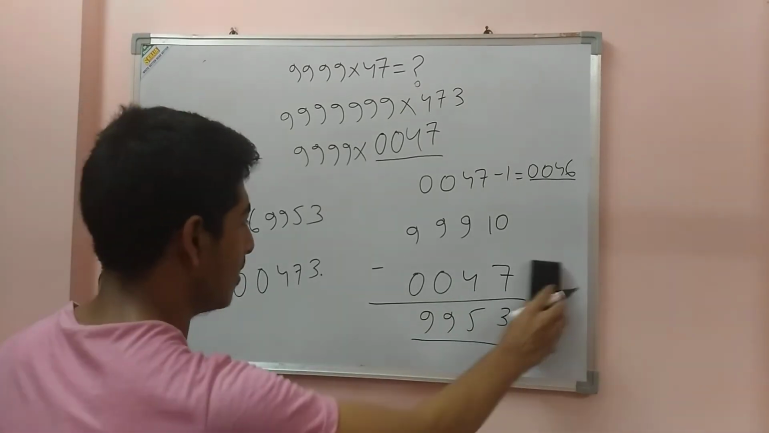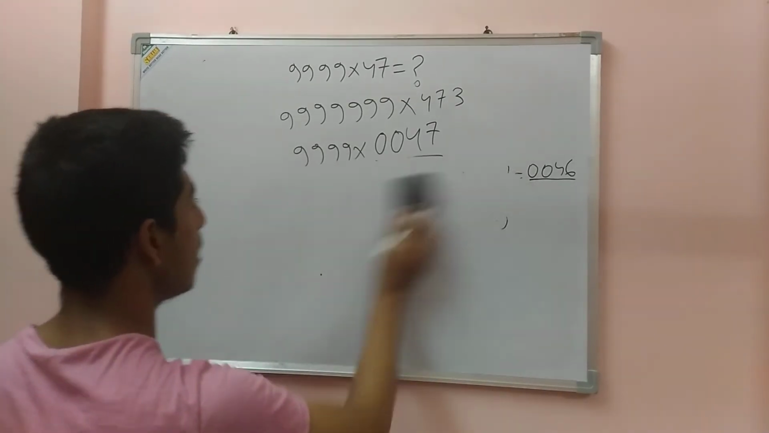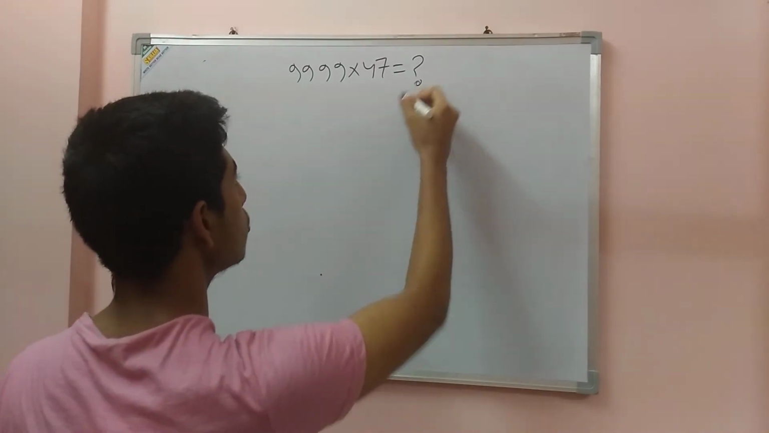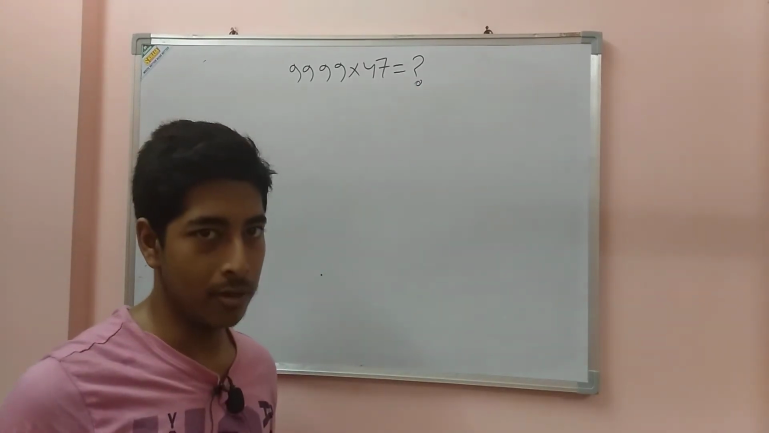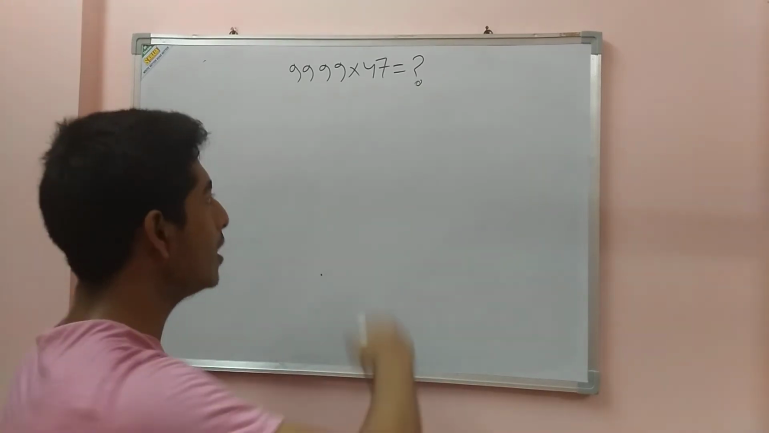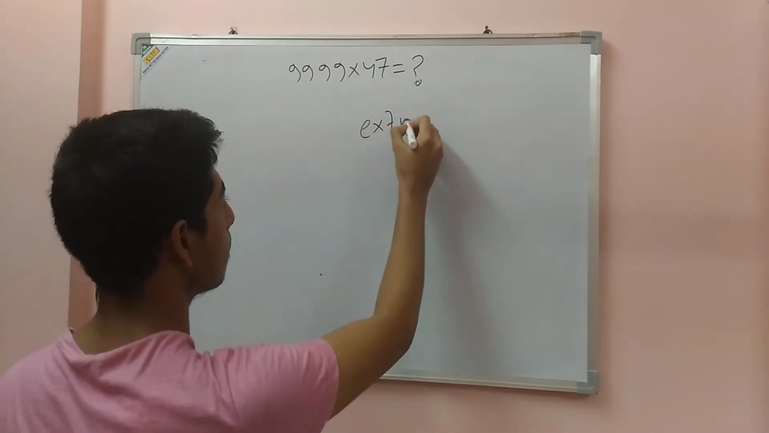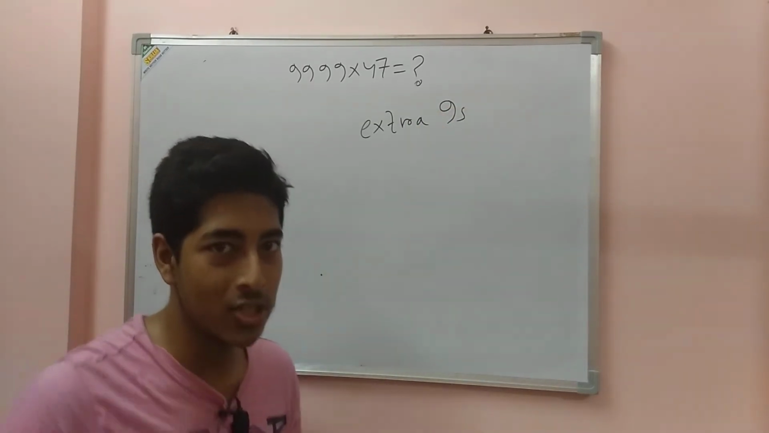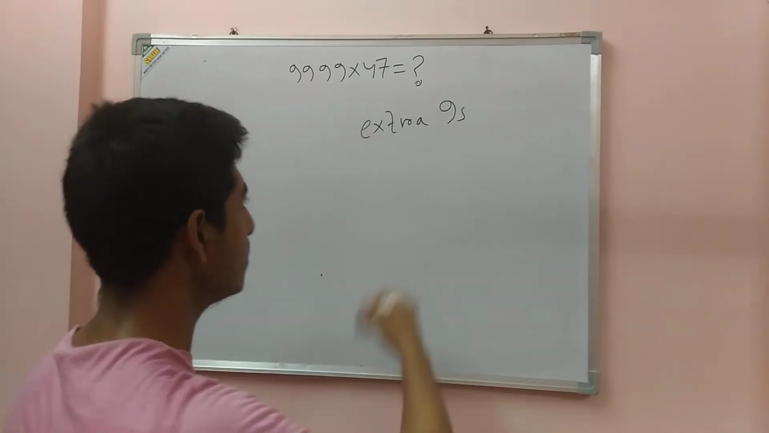Okay, so now let's go back to the second approach. In our first approach, we changed the look of number, but in this approach, we don't need to change anything at all. Okay, we need to use the concept of extra 9s. Now, what are extra 9s? Let me show you an example.